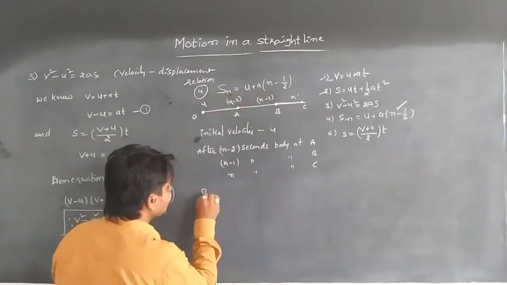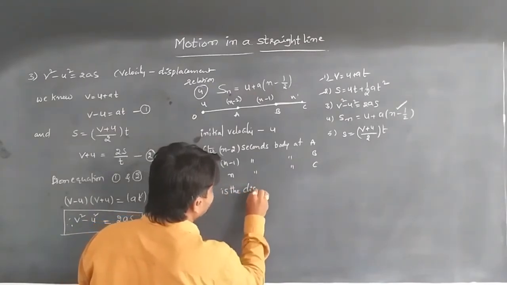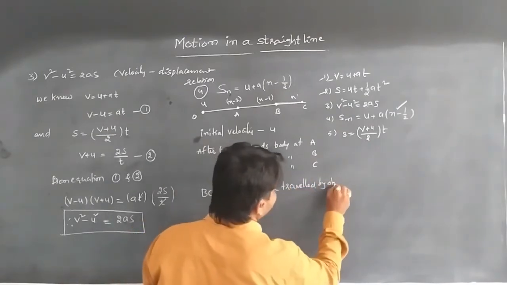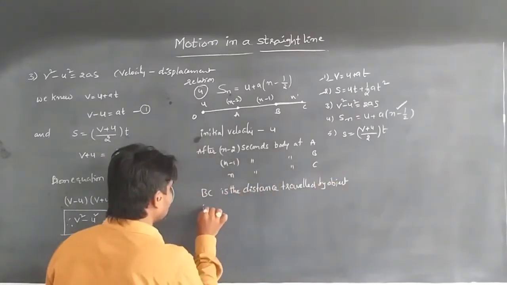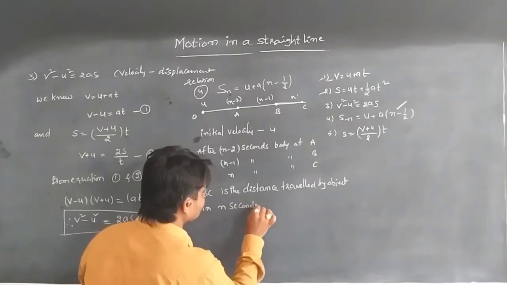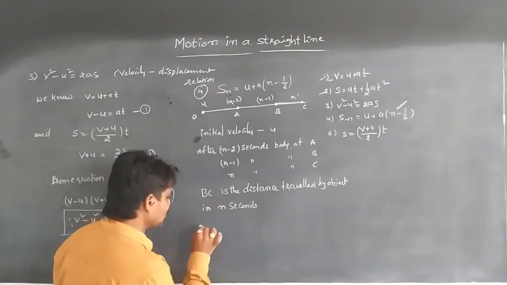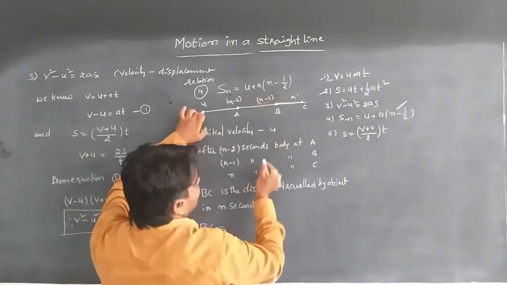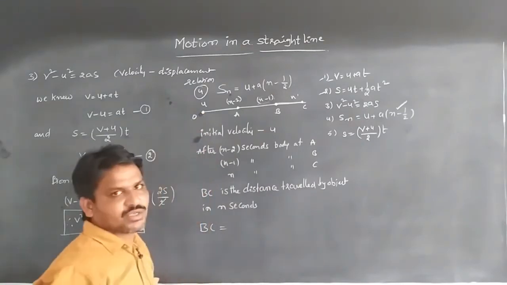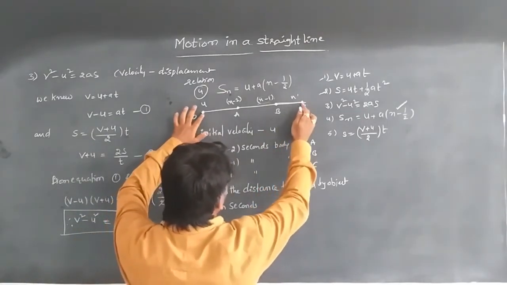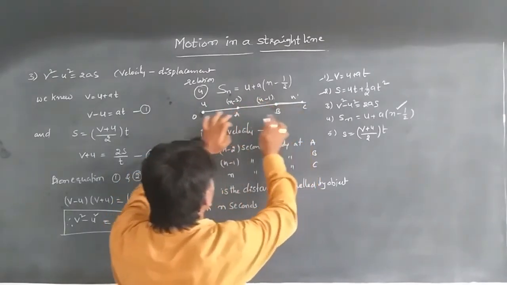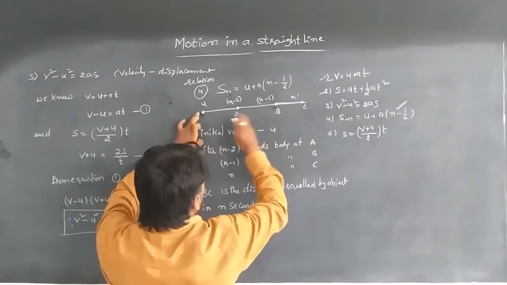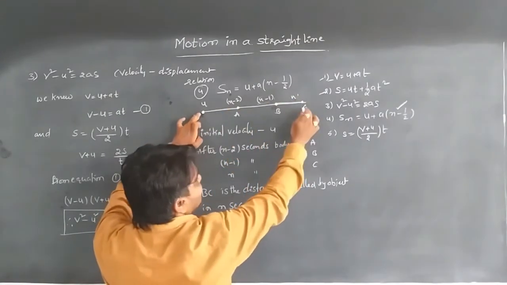So BC is the distance traveled by the body in the nth second. BC is equal to, from this point to this point the time taken is n minus 1, and this one is n, the total distance traveled in n seconds. So if we deduct this distance from the total distance, we can get BC, right? The total distance is taken in n seconds.